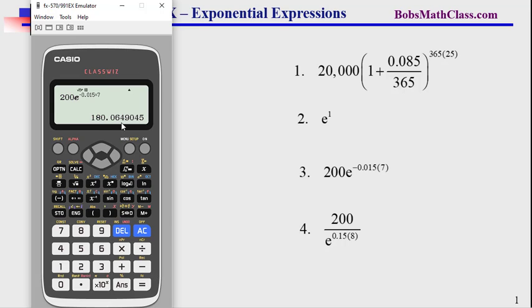180 point maybe 1 if it's to the tenths, or 0.06 to the hundreds, 0.065 if it's to the thousandths. Let me go back. I could just hit the back arrow. Let's say I use the minus sign here. What would happen if I use the minus sign? Oh, it still works. I thought it might give me an error, but it didn't.